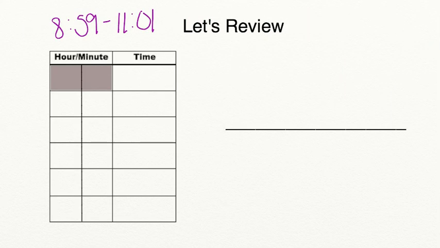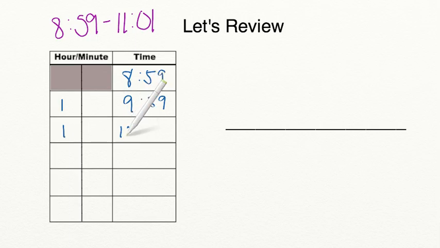Let's go ahead and practice what we learned today using the T-chart and the number line below. We're going to find the amount of elapsed time from 8:59 to 11:01. So I'm going to start with my T-chart, writing my start time 8:59, and I'm going to add 1 hour to get me to 9:59.